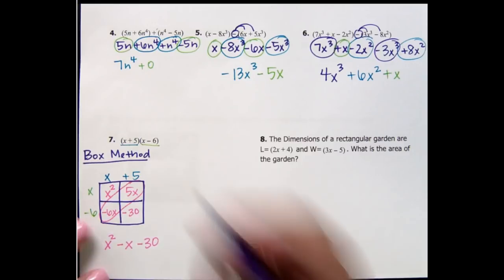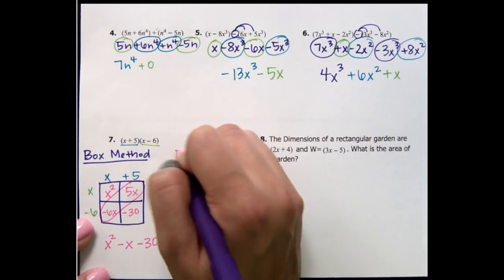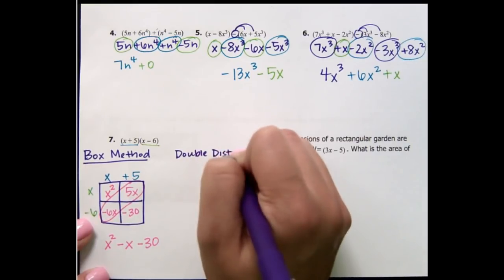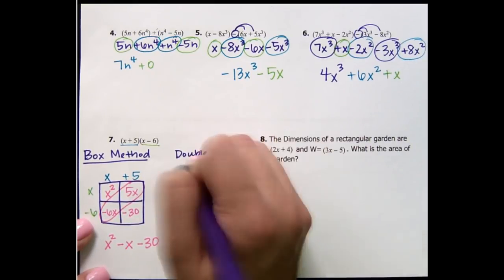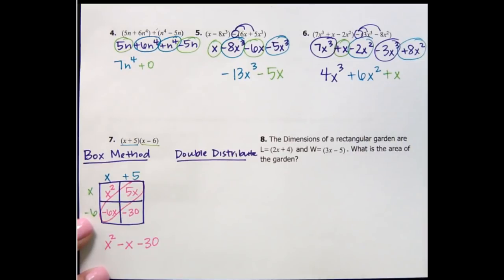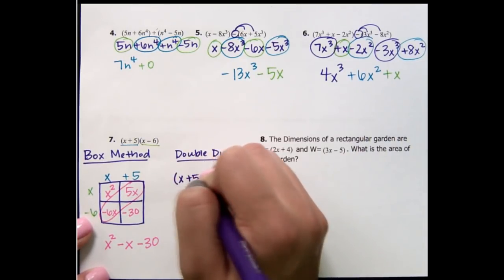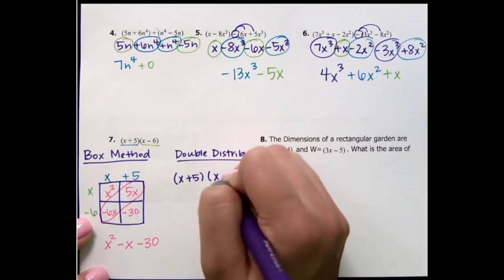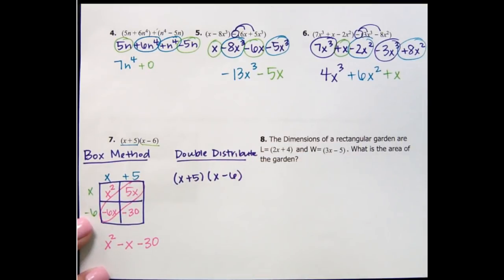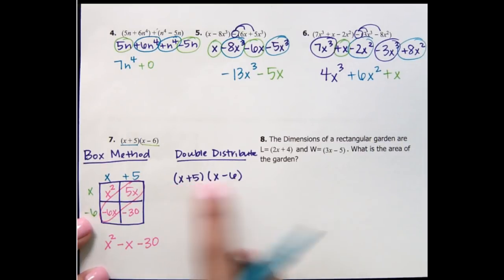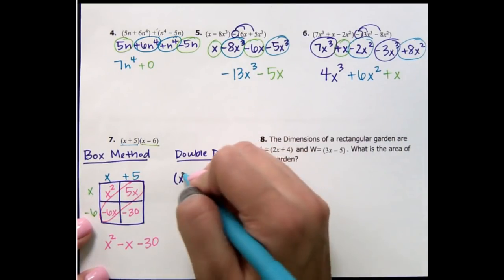Option 2 is called double distribute. And what you do is exactly what the title says. So I have x plus 5 and then x minus 6. So I'm going to distribute everything in the first parentheses to everything in the second one.